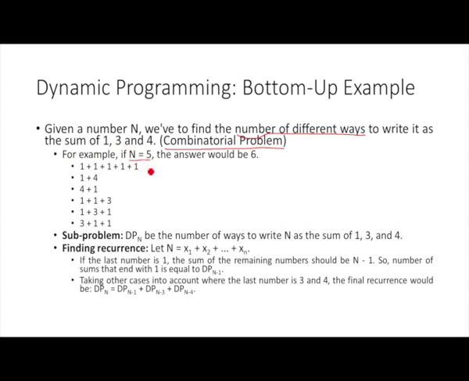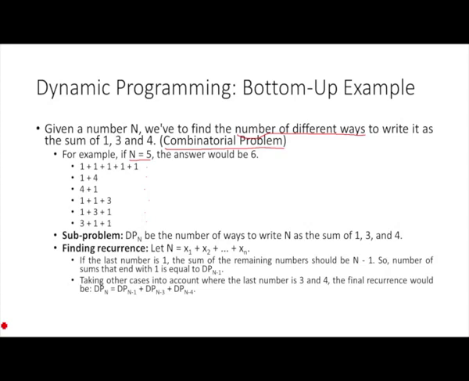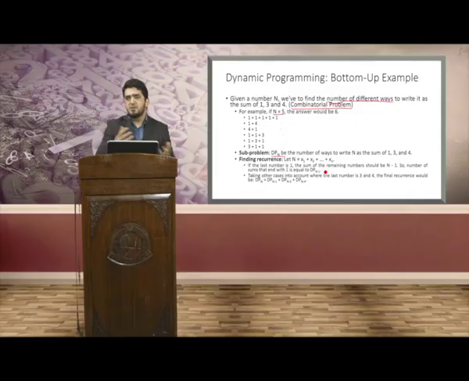That is, there are 6 different ways of getting 5 with the sum of 1, 3 and 4, as is illustrated on the slide. So, 1 plus 1 plus 1 plus 1 plus 1 is 5. Similarly, 1 plus 4, 4 plus 1, 1 plus 1 plus 3, 1 plus 3 plus 1 and 3 plus 1 plus 1. So, there are a total of 6 different ways of getting the result 5 by the sum of 1, 3 and 4. So, this is just an example.